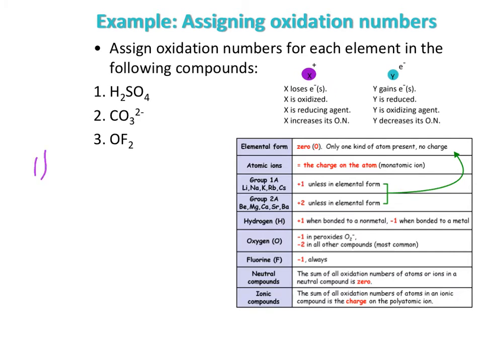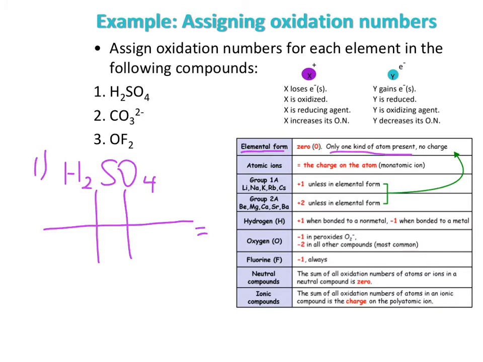So first we have H2SO4. The way that I do this is I set up a little train track type thing. I figure out what the overall sum is going to be, and then what the individual charges are that are contributed by each type of atom and how many of those atoms we have. So the first major rule is that the elemental form of an element is going to be 0. This is when you only have one kind of atom.